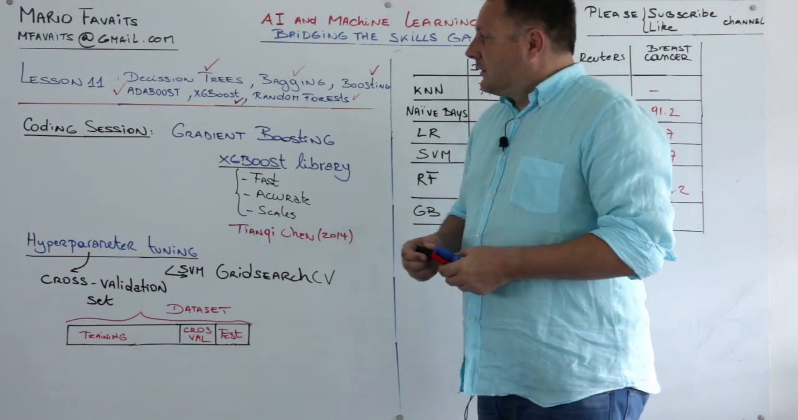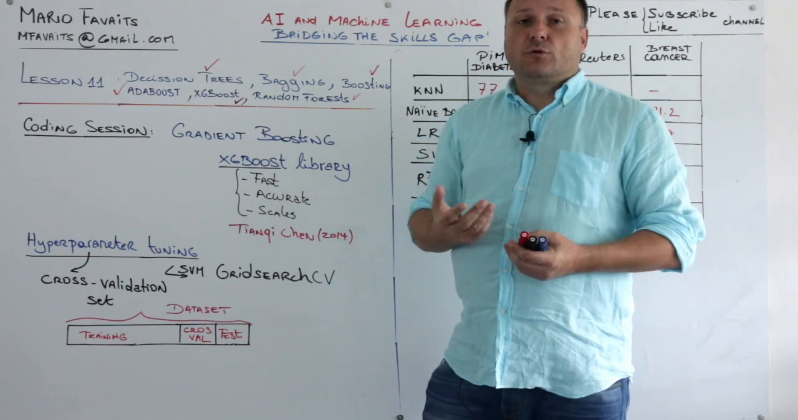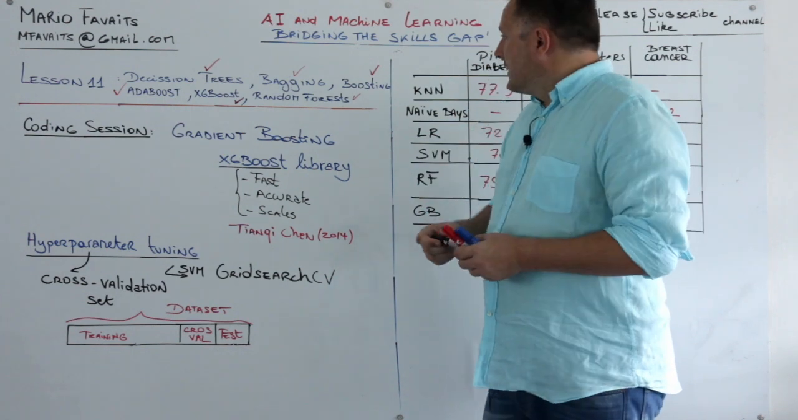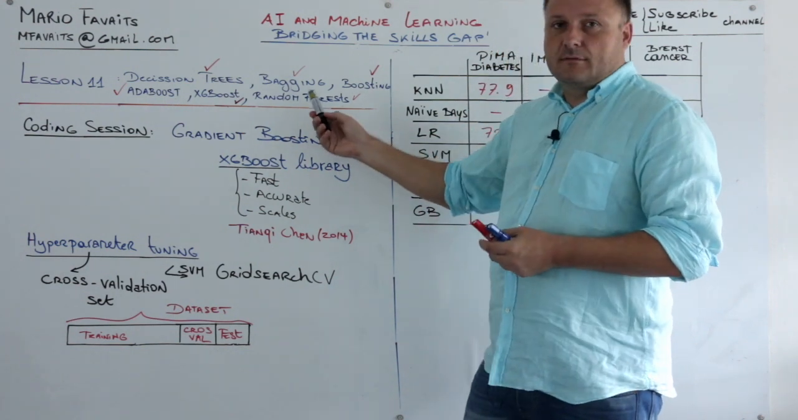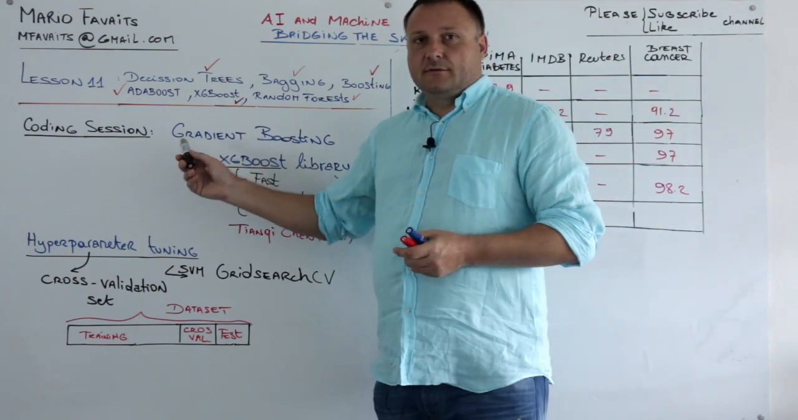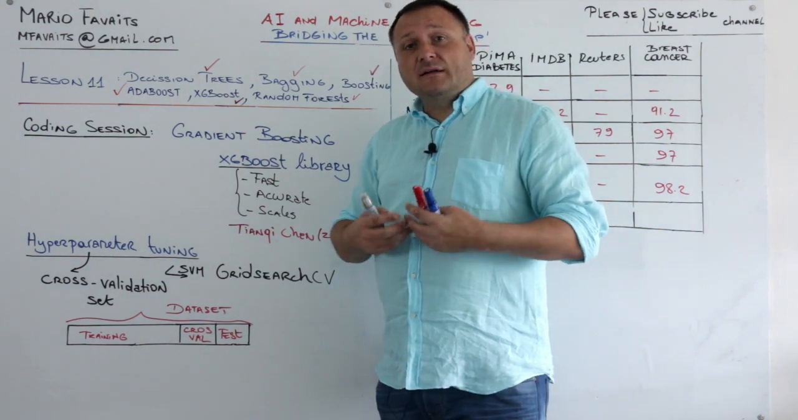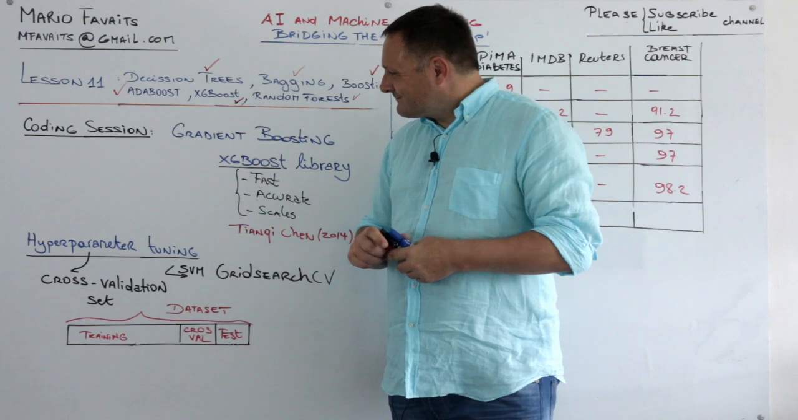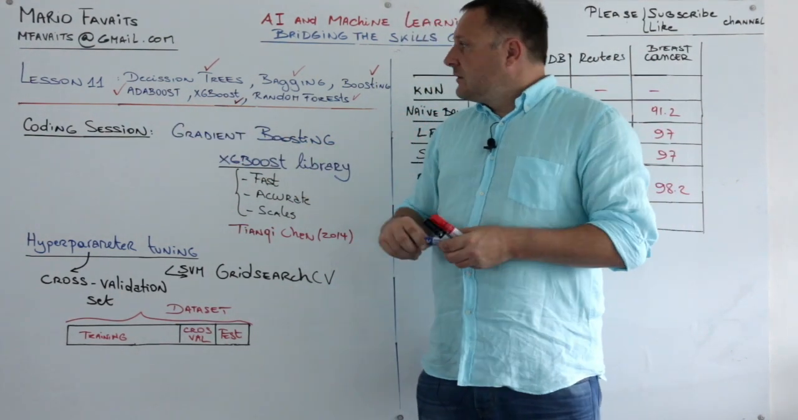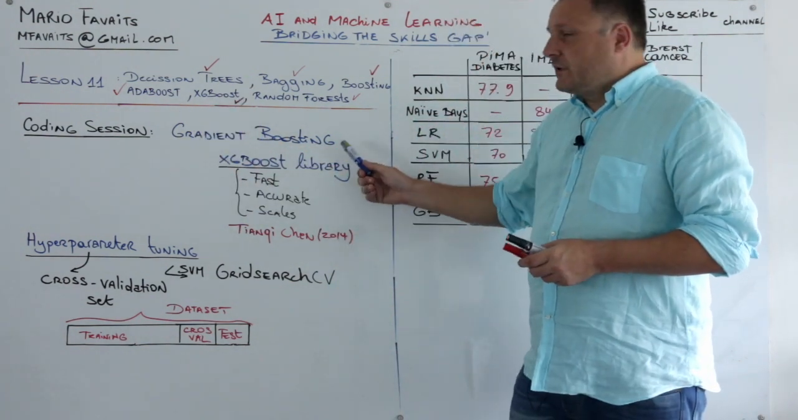Alright, welcome to the coding session of lesson 11. Remember, we already had a coding session in lesson 11, and that was a coding session about random forests. Today we're gonna do a session on gradient boosting. Remember, boosting is applied when you have a bias problem. And we had two boosting methods. One was AdaBoost, we did an exercise on this, and the other one was gradient boosting.